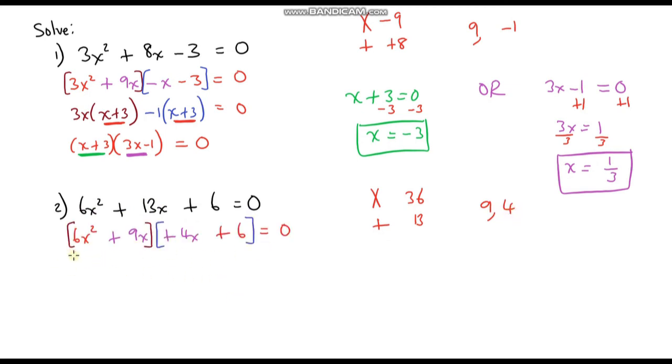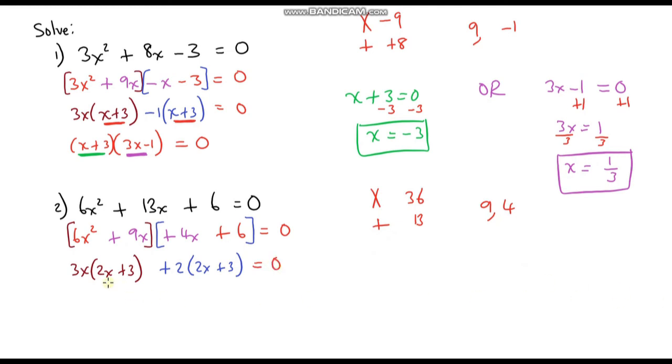So the first part, I can factor out 3x. And in my brackets, I'm going to be left with 2x plus 3. And the second part, I can factor out a 2. And in my brackets, I'm going to be left with 2x plus 3. And of course, all of that is equal to 0.